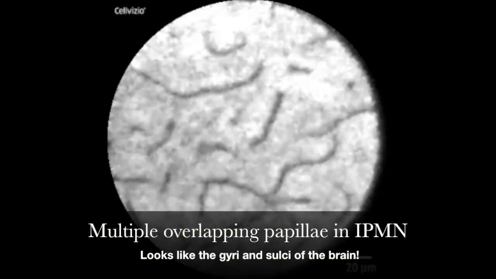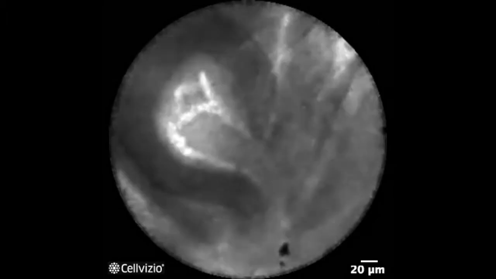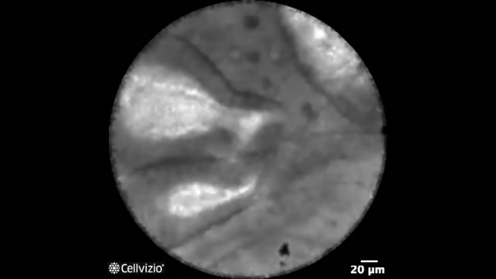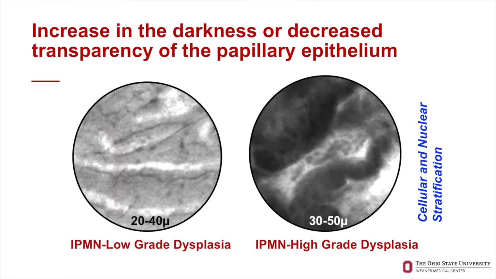And sometimes it looks like the gyri and sulci of the brain. Another example with some beautiful looking papillae in a case with IPMN. In correlation with the pathologic progression from low-grade to high-grade dysplasia, which involves cellular and nuclear stratification, during endomicroscopy you see that the papillae look much thicker, darker as they progress from low-grade to high-grade dysplasia.